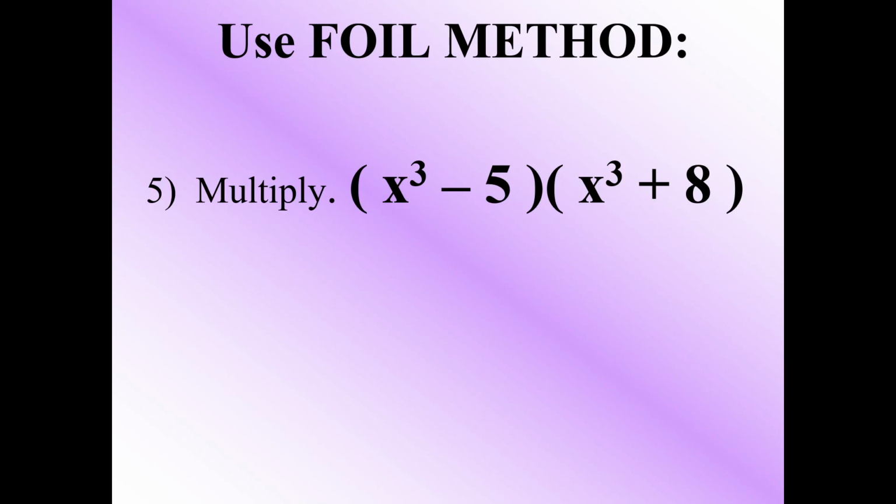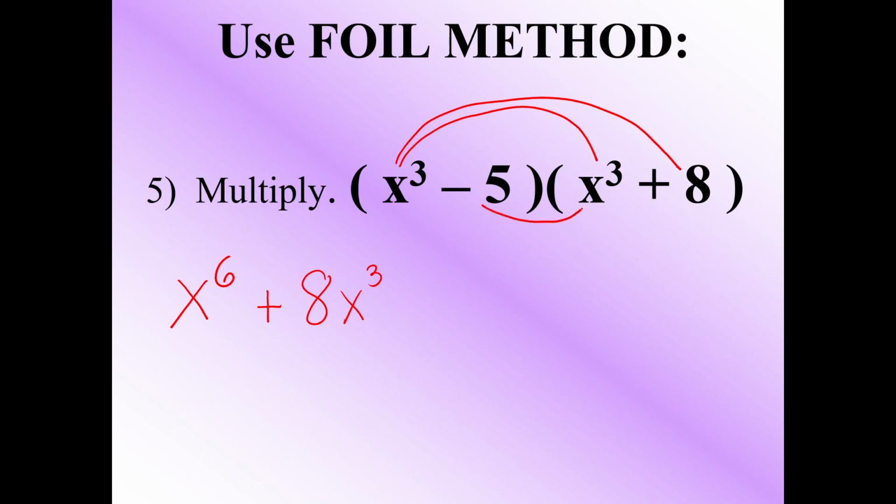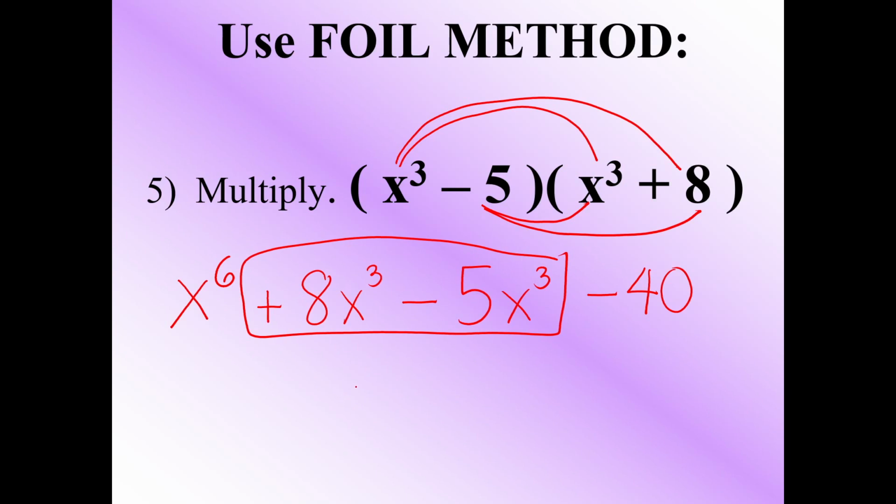Let's have two more examples. This is the second to the last. Let's multiply. When you multiply variables, you add the exponents. So what is the exponent of x? 6. Next, 8x cubed. Next, negative 5x cubed. Last terms, negative 40. Correct. Then combine these two. Positive 3x cubed. And then bring down x raised to 6 and negative 40.